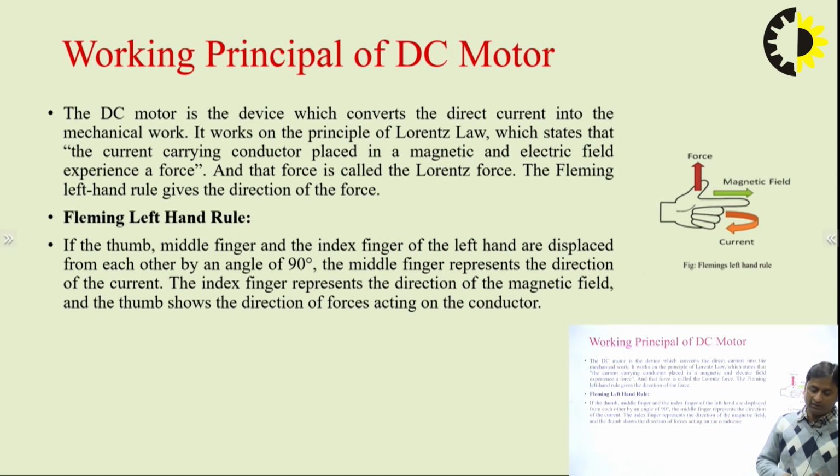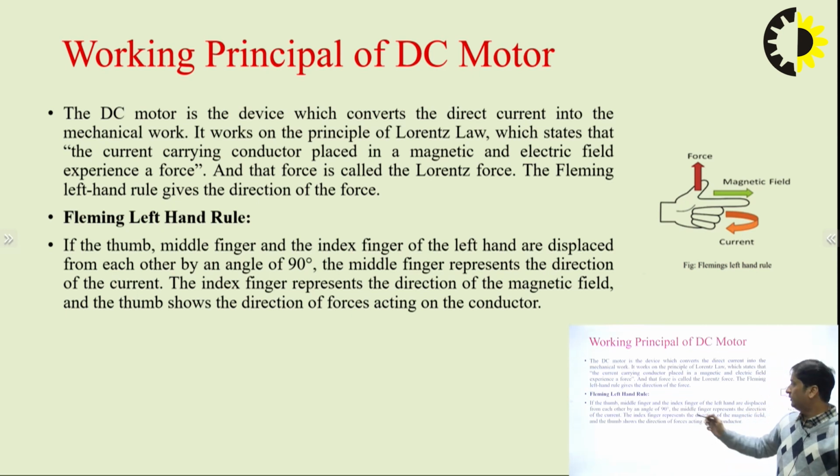In Fleming's left hand rule, we stretch the thumb, the index finger, and the middle finger perpendicular to each other. The index finger indicates the direction of the field, the middle finger indicates the direction of current in the armature or coil, and the thumb indicates the direction of motion of the armature, or the force, in whose direction the armature will rotate.